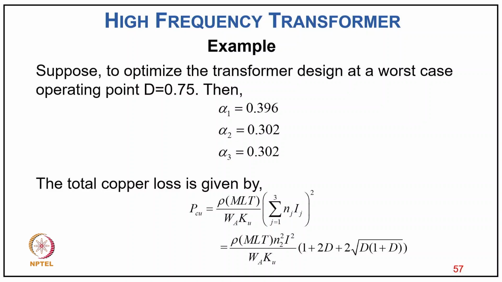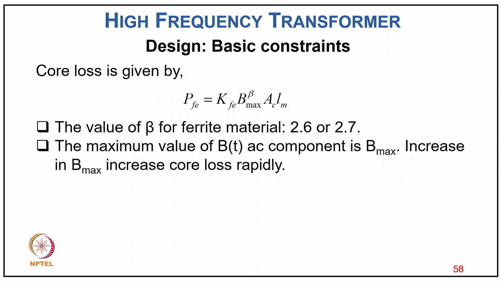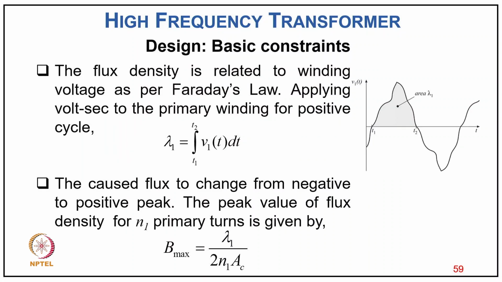given by Pc equal to rho LMT upon Wa, sum over j equal to 1 to 3, and I j square, and typically rho MLT and n2 square I2 square upon WKu in bracket 1 plus 2d plus 2 under root d plus 1d. So, core loss is given by Pfe equal to Kfe Bm to power beta Ac Lc. The value of beta for a ferrite core is 2.6 to 2.7, and maximum flux density AC component is Bmax, and increasing the Bmax increases the core loss rapidly.